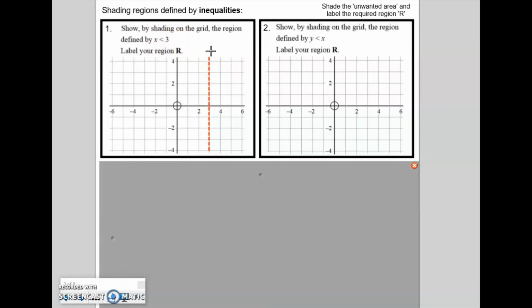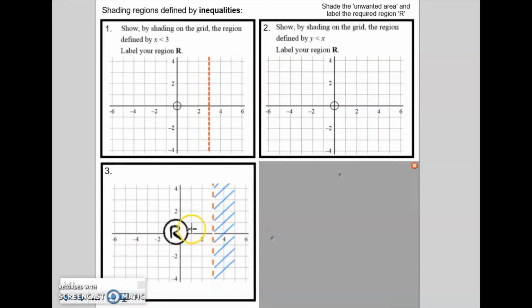Now I need to go ahead and answer my question. I want to shade in the unwanted area and then label the required area as R. So I want all the values when x is less than 3. So that's this part of the graph. Anything here, anything on this side of the red dotted line, my x value would be less than 3. So this is the area I want, which means I'm going to go ahead and shade in this area as my unwanted area, and I'm going to label my required area as R.